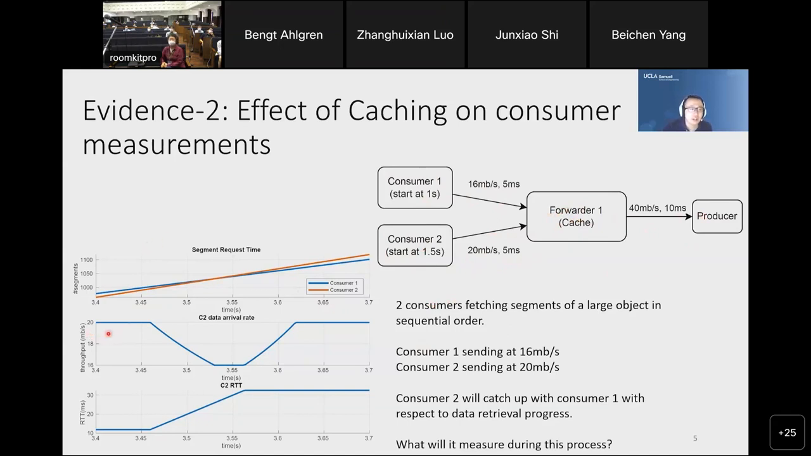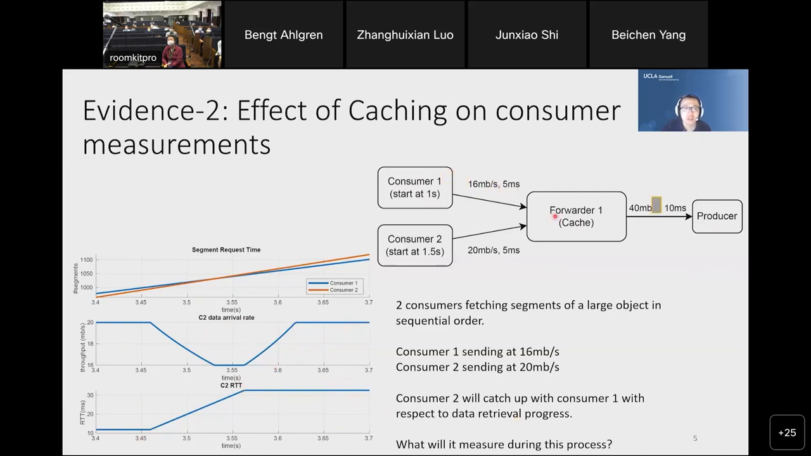Initially, it is being satisfied by the cache. It sees the round trip time to the cache and has a steady throughput matching its sending rate. Eventually, it's being satisfied by the producer and it also has the round trip time to the producer and a steady throughput matching its sending rate. However, in between, the throughput decreases and the round trip time increases gradually. And that is because of the effect of interest aggregation.